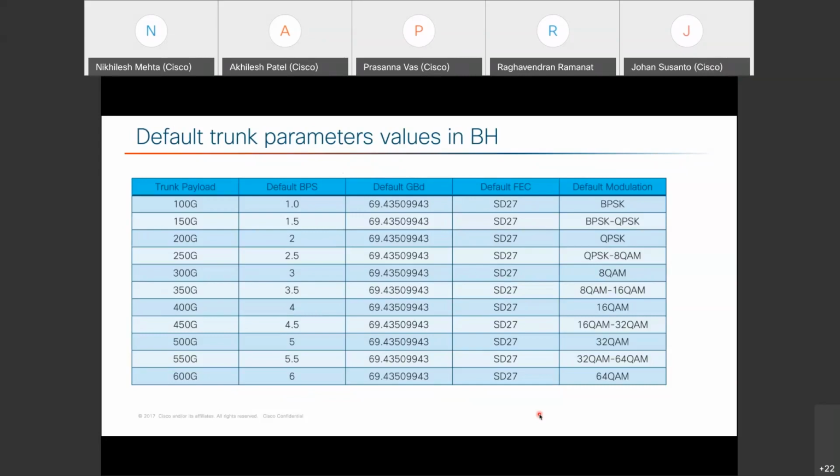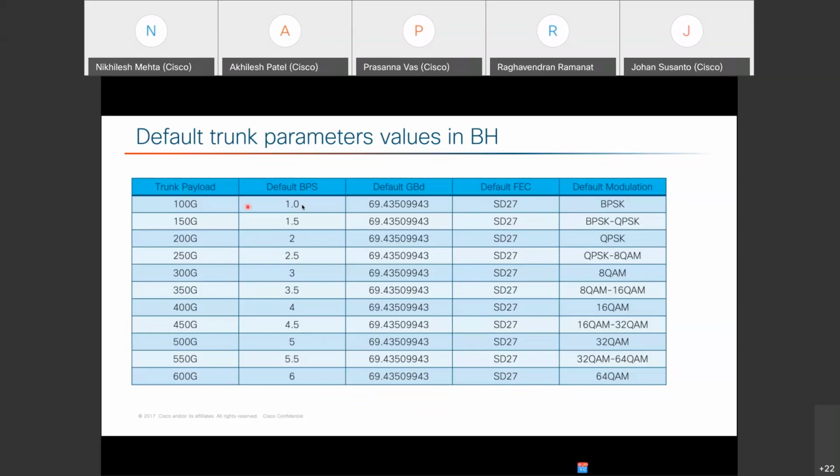Now going forward, these are the default trunk rates which are possible in the Boss Hog. This is just a very small list. What we can have is a very extensive list of values which you can configure in the platform as per the requirement, because every network has a different requirement and they can tweak these values so that it's optimal for that network.